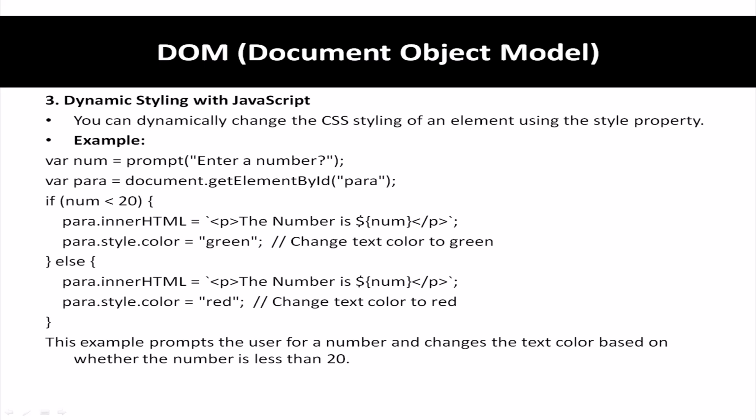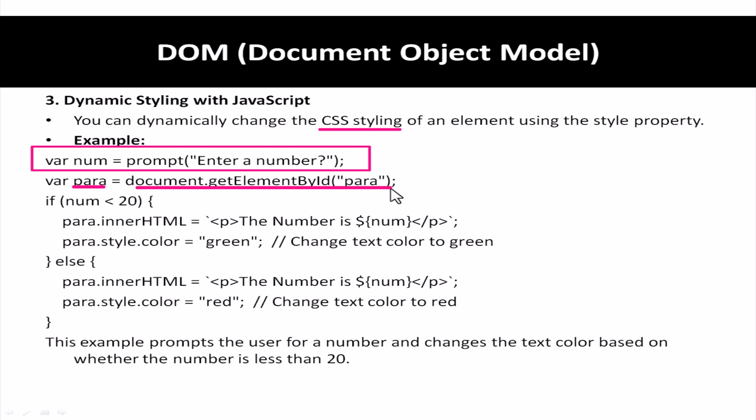Next, dynamic styling with JavaScript. You can apply CSS styling to elements in the document object model. You can ask the user to enter a number, so the user can enter the element. After that, here we are going to check the para tag. So now document.getElement by para. Whatever text is there in the paragraph tag should be shown.